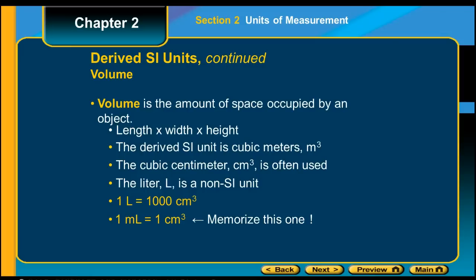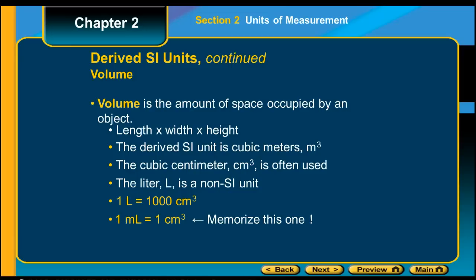So, volume is the amount of space occupied by an object, length times width times height. The derived SI units are meters cubed, or cubic meters, because you'll be measuring your length, width, and height all with meters, and when you multiply the three values together you get meters cubed. A cubic centimeter is most often used in labs and medicine, and a centimeter is just a prefix added to meters; we use centimeters because they're smaller. You'll also see it sometimes written as cc's, more in the medical field, but that's the same as a cubic centimeter.